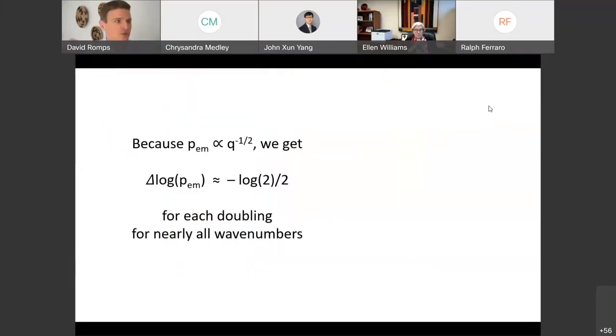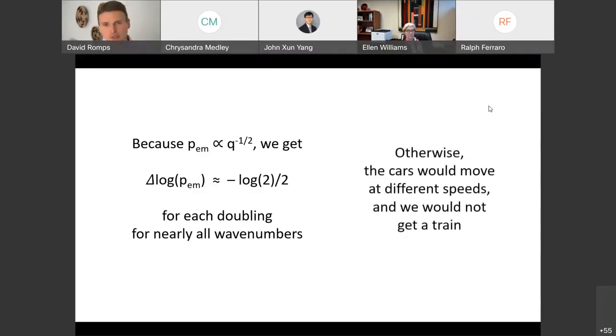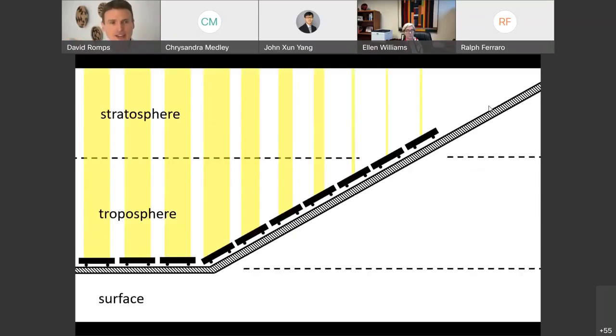Now also, we learned in the very beginning part of this seminar that every doubling of the concentration of the greenhouse gas moves the emission pressure, or log of the emission pressure, down by log of 2 divided by 2. So for every doubling, nearly all the wave numbers move down log of pressure by the same amount. And this is what a train does. When a train moves, all the cars move by the same amount. That's important. If this were not true, then some cars would move more than other cars, and the train becomes decoupled, or one part of the train smooshes into the other part of the train. It's just not how trains work.